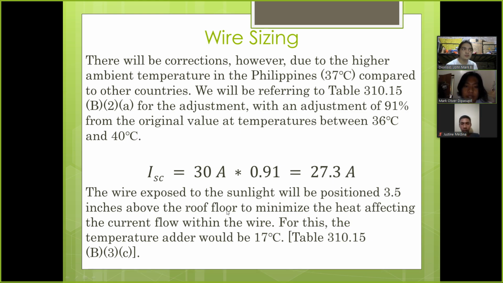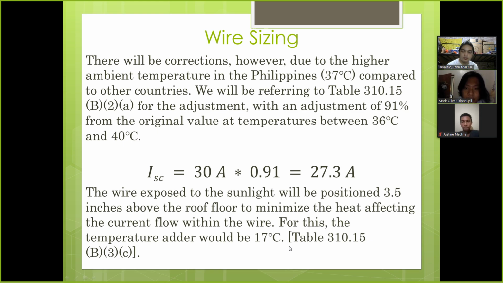Makaka-apekto din yung init ng bubong natin doon sa wire na gagamitin natin. The wire exposed to the sun at the position 3.5 inches. Iaangat natin yung wires natin na ilalagay natin sa bubong, nakaposition siya 3.5 inches above the roof floor, to minimize the heat affecting the current flow within the wire. Alam natin yung bubong is mainit pag nasikatan ng araw, so pwede yung maka-apekto sa wire natin. Iaangat natin, so ang magiging temperature adder lang natin would be 17 degrees Celsius.